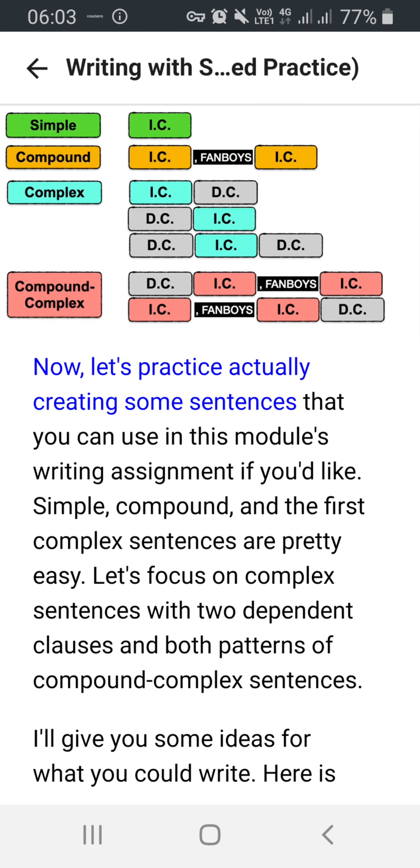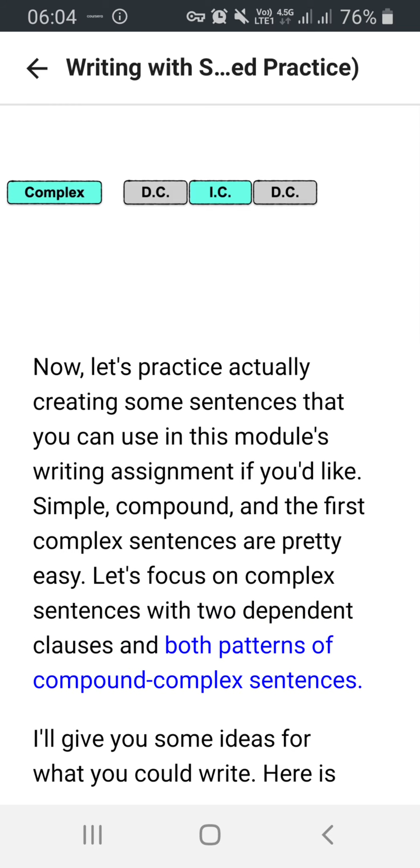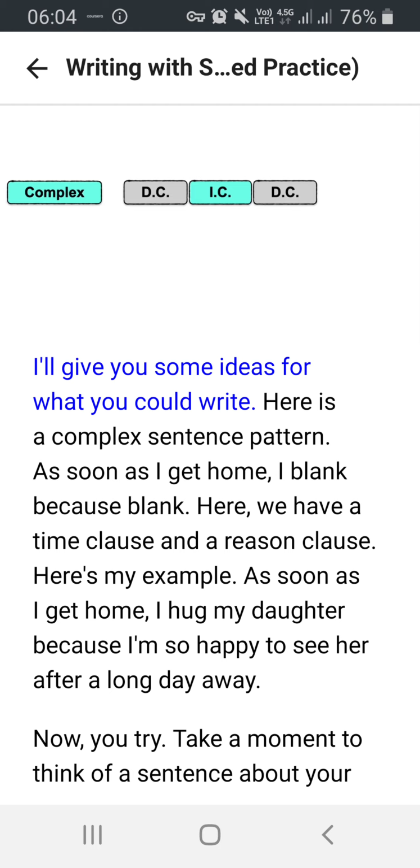Now, let's practice actually creating some sentences that you can use in this module's writing assignment, if you'd like. Simple, compound, and the first kinds of complex sentences are pretty easy. So, let's focus on complex sentences with two dependent clauses and both patterns of compound complex sentences. I'll give you some ideas for what you could write.